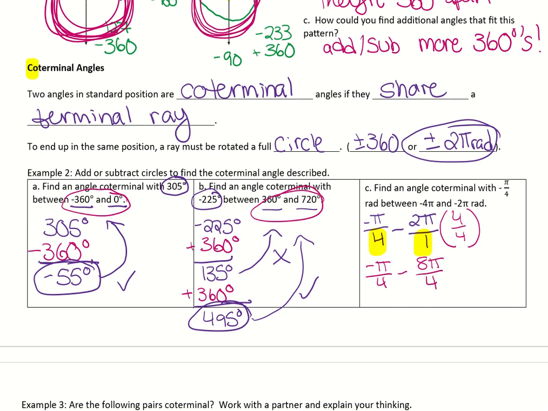And now we're happy because we can subtract. We keep our denominator, and we do the operation in our numerator. So negative pi minus 8 pi is negative 9 pi. And that fits our answer. It's between negative 4 pi and negative 2 pi, and we are happy. Oh, you can label that with radians if you'd like. So those are coterminal angles.